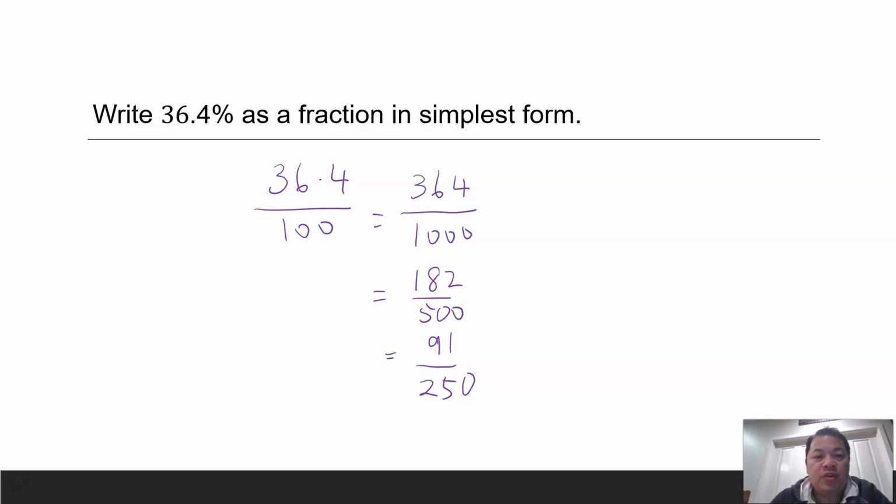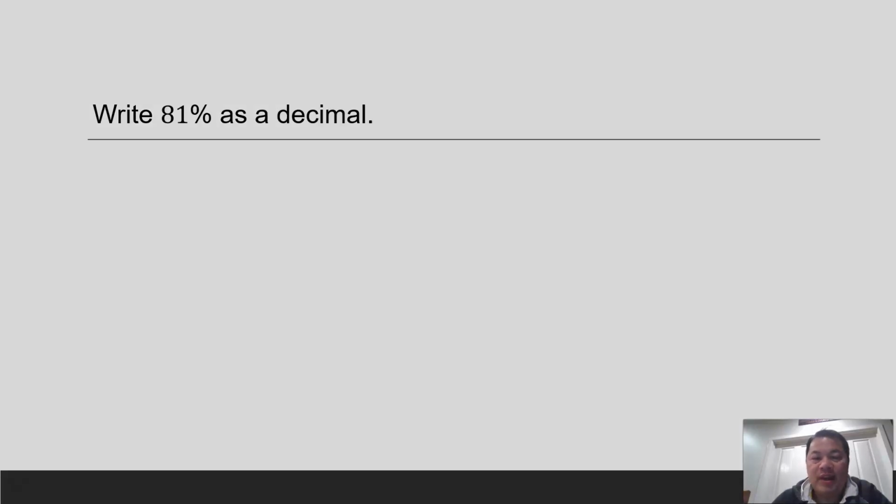Okay, moving on to the next question. 81% as a decimal. So we have learned about the moving of decimal places. So 81% into decimal, you just need to move the decimal places two places. So it's actually 0.81 as a decimal. Okay.